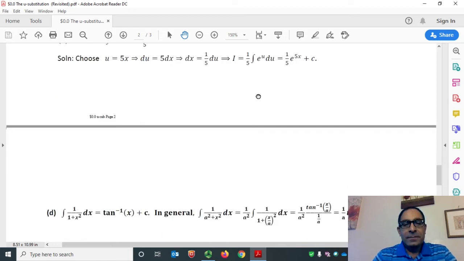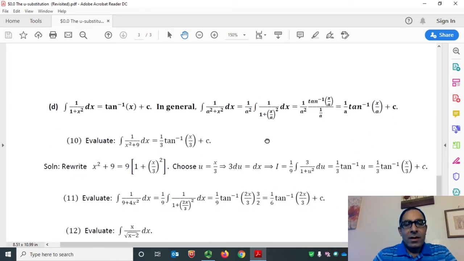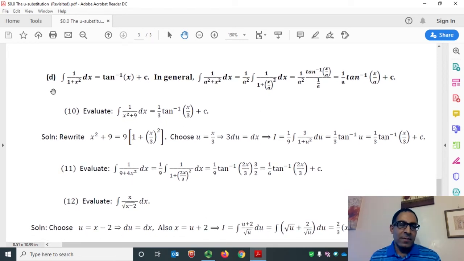Okay, now let's move on. Another formula here: the integration of 1 over (1 plus x squared) is simply tan inverse x. We know the derivative of tan inverse x is 1 over (1 plus x squared), right? In general, if you replace 1 by the constant a squared, then the integration of 1 over (a squared plus x squared), where a is a constant, turns out to be 1 over a times tan inverse of (x over a) plus c.